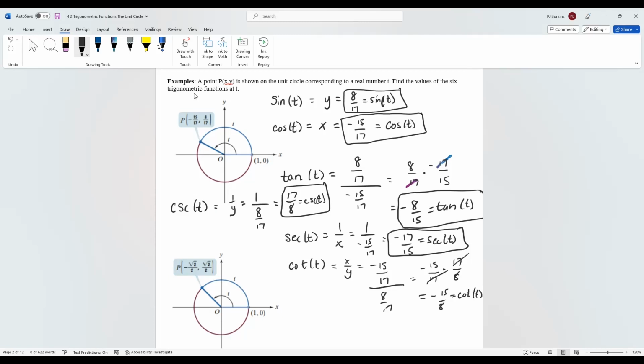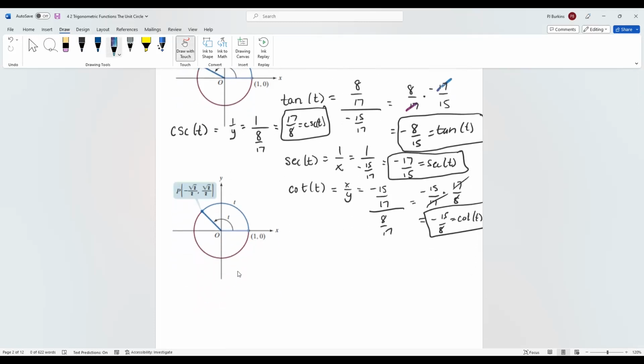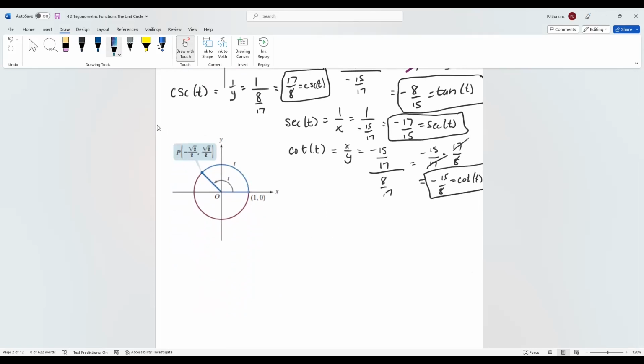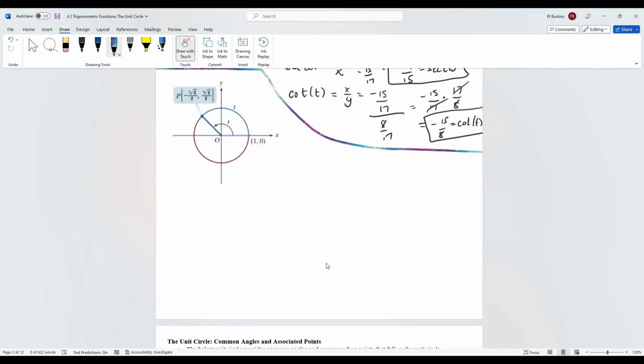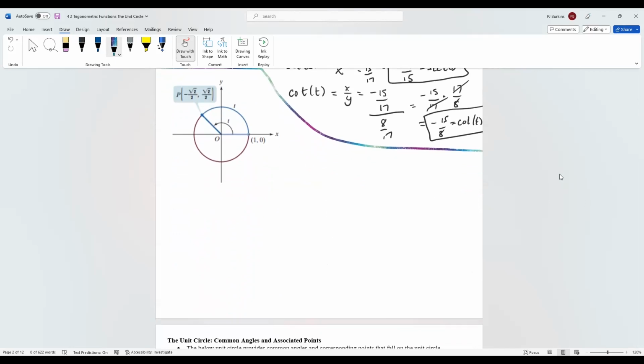Okay. Those are all of the trig functions corresponding to that angle t. So just block this off here. Okay. Let's go ahead and take care of this guy. See if we can make him a little smaller so we can fit them all in.